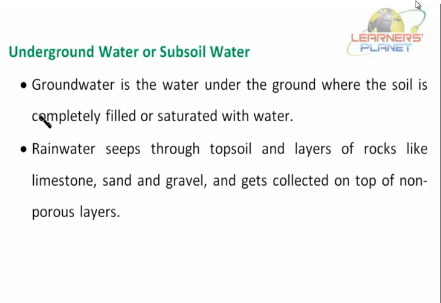Now here we are talking about the underground water. Now, groundwater, which is the water under the ground, where the soil is completely filled or saturated with water. So what happens? It is saturated with water means rainwater seeps through topsoil and layers of rocks like limestone, sand and gravel, and then it gets collected on the top of the non-porous layers, and that is why this water then goes under the ground, and that is why we call it groundwater or subsoil water.